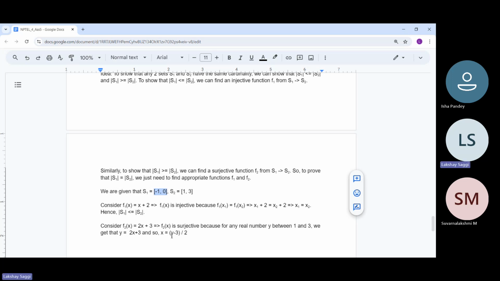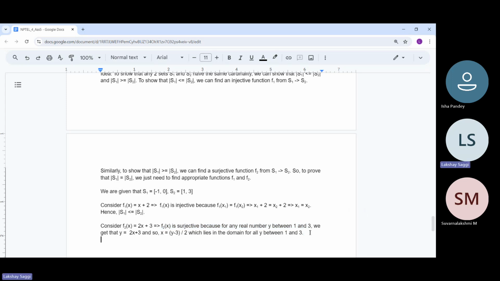So actually all the values of x will lie in the domain, for all y between 1 and 3. So we can always obtain an x such that f2 of x will be equal to y, as long as y lies between 1 and 3. So I hope this part is clear. This might be a bit confusing, but we are just proving surjectivity here.